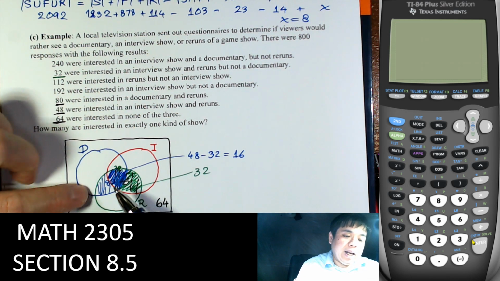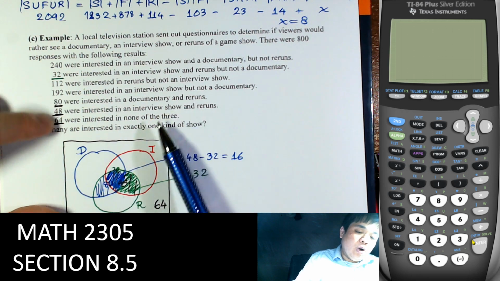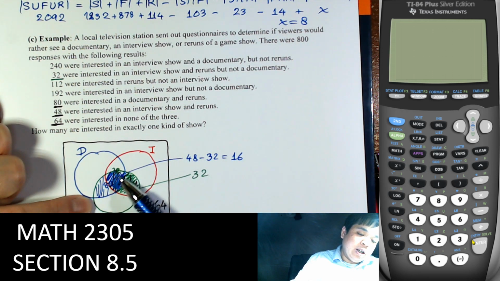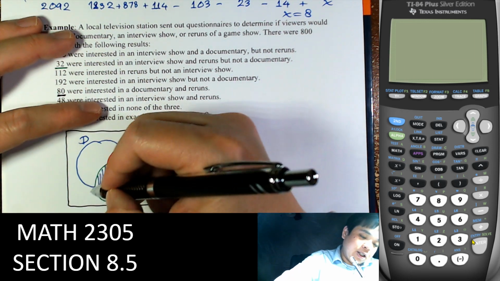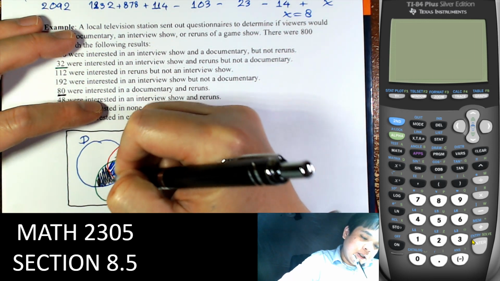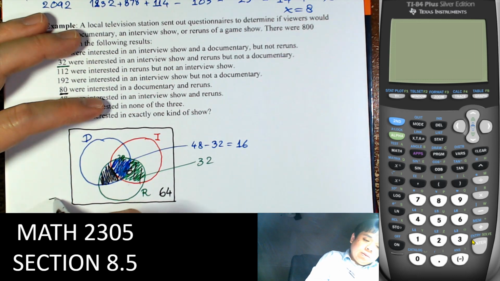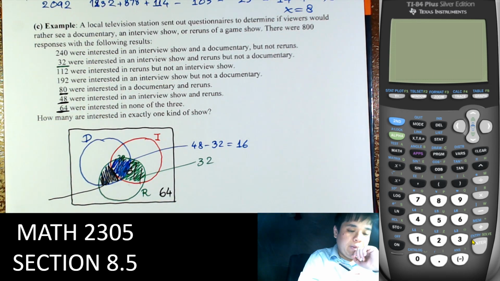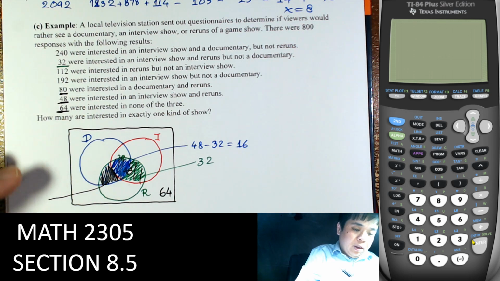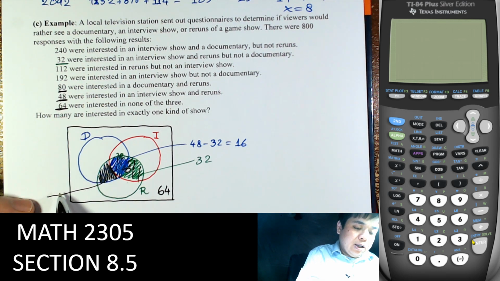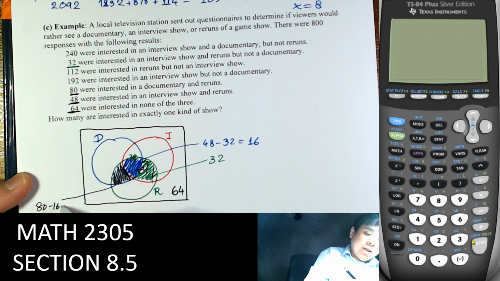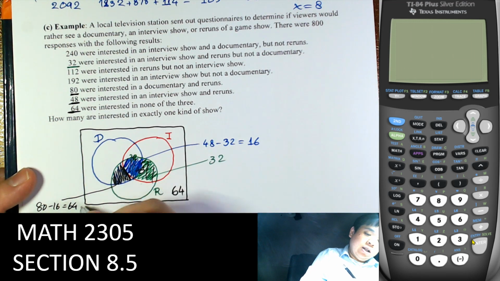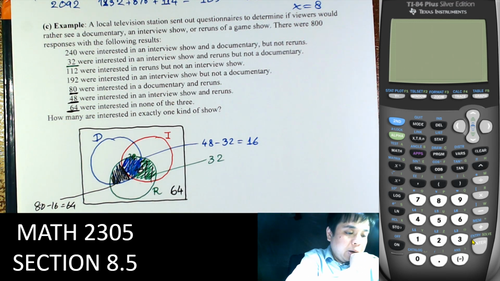Right. Next, the 80 is documentary and rerun. Documentary and rerun is this, but we have to take out the 16. So this part here is 80 with documentary and rerun. 80 minus 16, 64. So that is 64 here. Right.